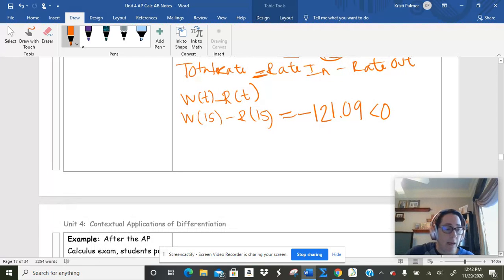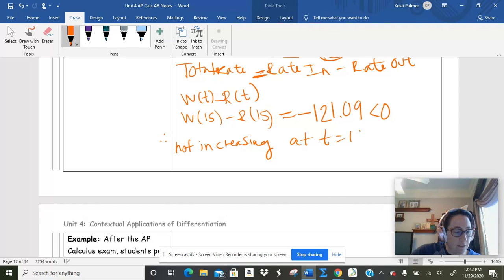So knowing that the tank is not increasing, the question is, is it increasing? So it's not increasing, aka it's decreasing at T equals 15.